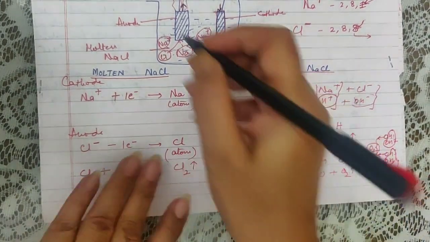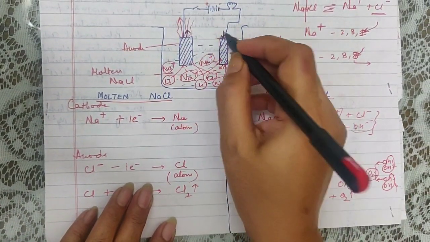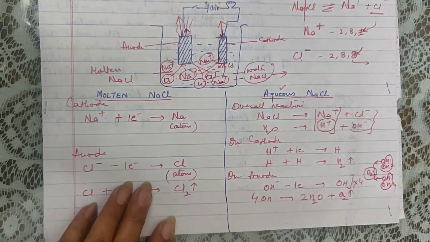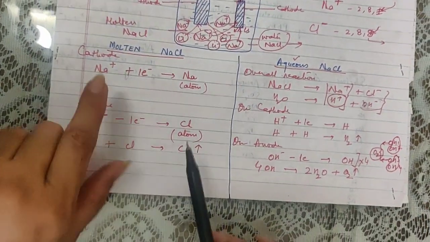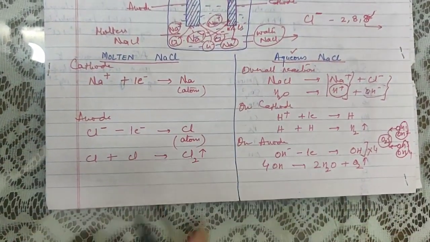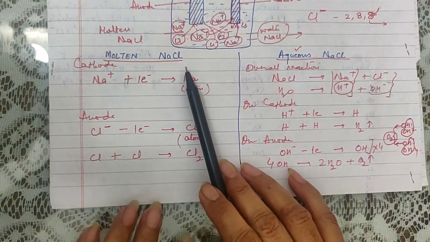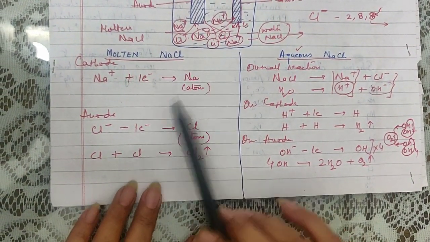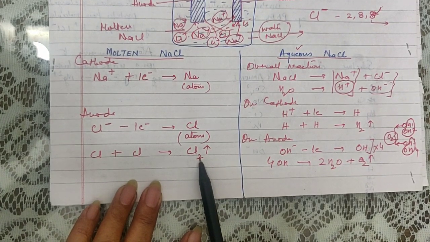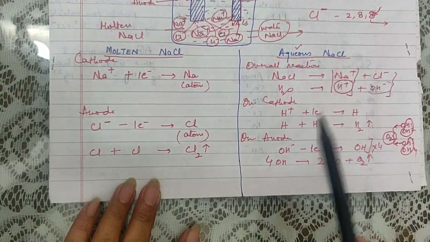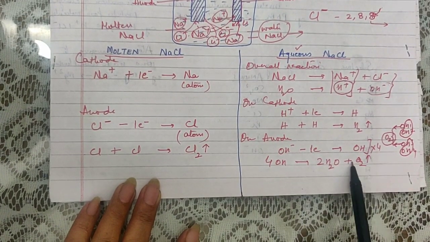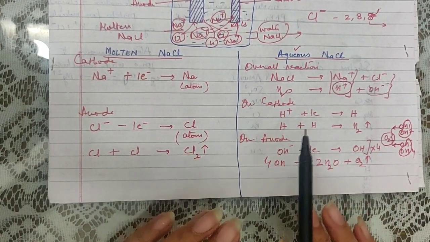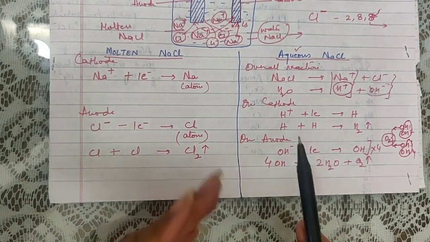So this oxygen will be coming out of the anode and hydrogen will be coming out of the cathode. Do you notice the difference when molten NaCl and aqueous NaCl were electrolyzed? In case of molten NaCl, on the cathode we had sodium and on the anode we had chlorine gas. In case of aqueous NaCl, on the cathode we had hydrogen gas and on the anode we had oxygen gas.